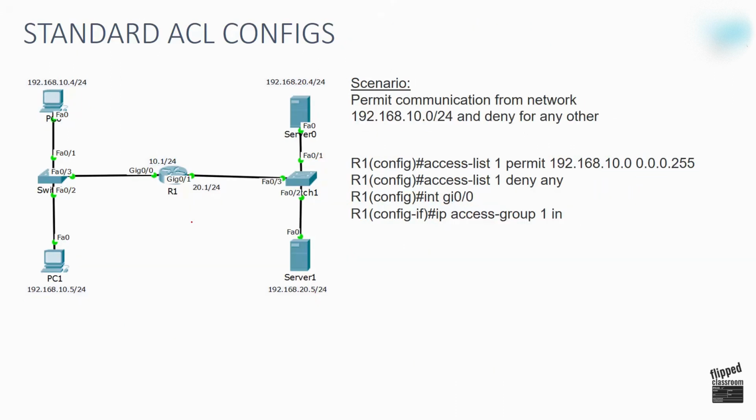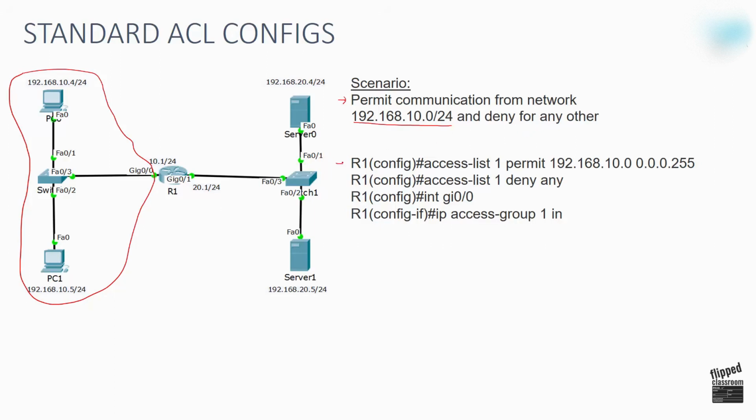Standard ACL configuration. Here we have another scenario in which we have to permit communication from network 192.168.10.0 with prefix 24 and deny any other networks. So it means that we have this full network, and in our rule we have to permit communication from any IP address of this network, and deny any other IP addresses. How do we have to do it?